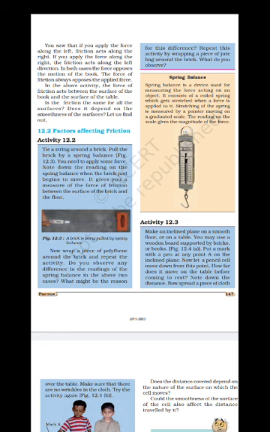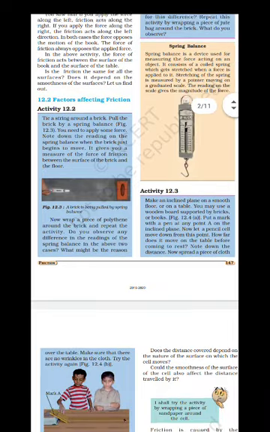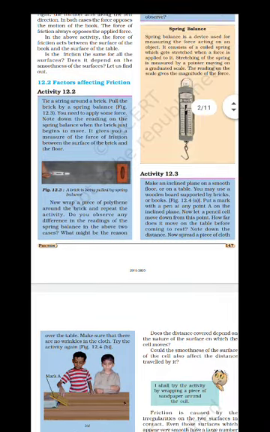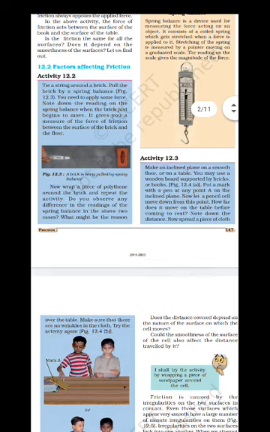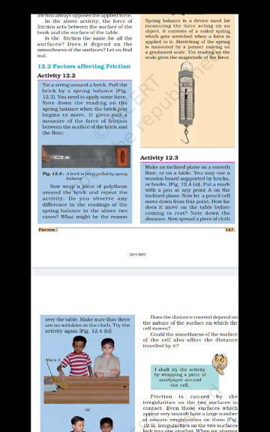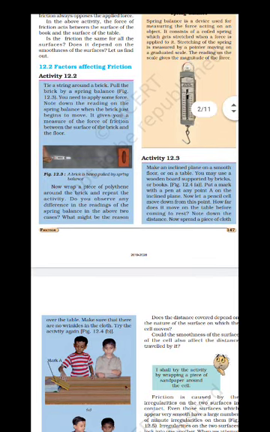That means there are some factors that affect the friction. And what are those factors? Let us see. One activity is given over here. Activity 12.2. Take a string around a brick. Pull the brick with a spring balance. You need to apply some force. Note down the reading on the spring balance. When the brick just begins to move, it gives you a measure of the force of friction between the surface of the brick and the floor.